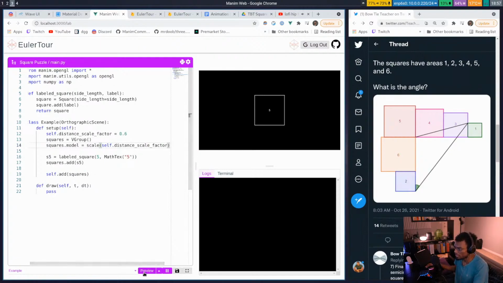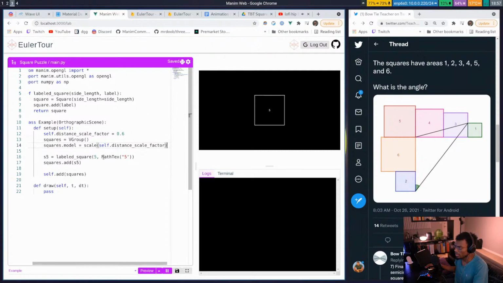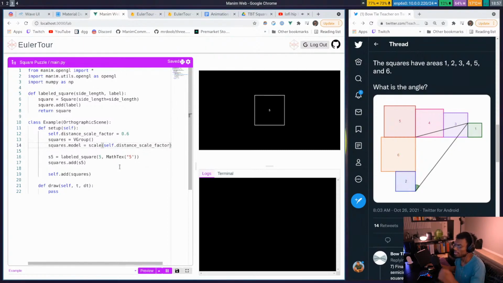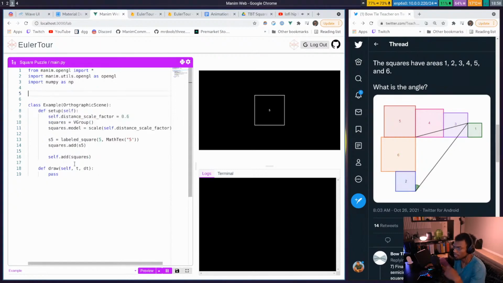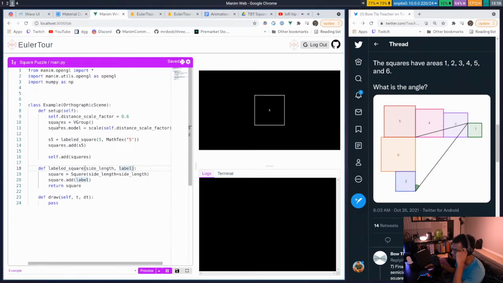Now scale the model matrix by this of the entire group. And then all of these MathTex things, I'll have to scale the opposite way, which is a little unfortunate. That means this will be specific to this side length and a label. Then at this point it looks more like maybe I could just do it without the model matrix in the first place.